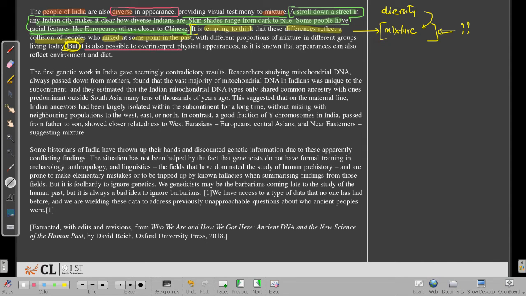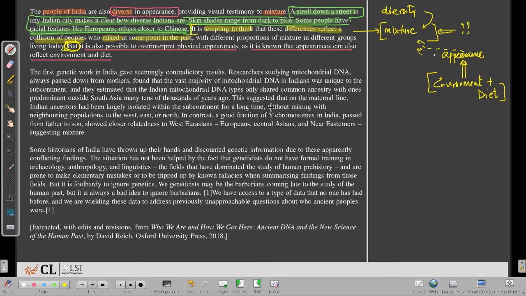It is also possible to overinterpret physical appearance. Don't look too much into physical appearance, as it is known that appearance can also reflect environment and diet. So the diversity based on appearance, don't interpret it as talking about the mixture, because appearance can be because of environment and diet.